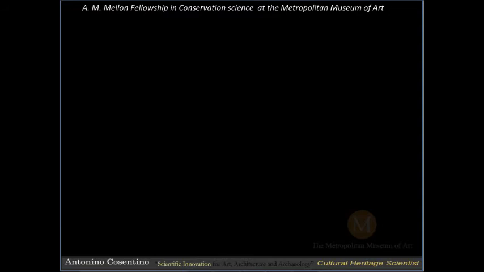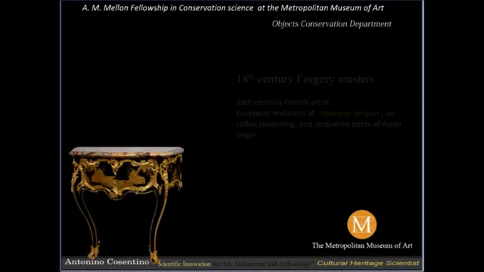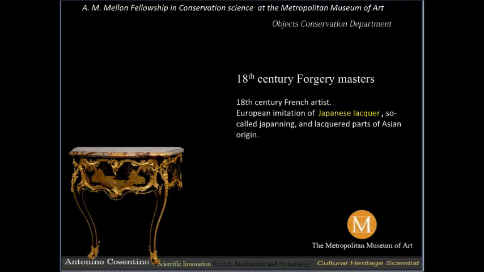This is a T-ray application example which I developed while following conservation science at the Metropolitan Museum of Art. Object conservators and curators of French furniture were studying 5 objects attributed to an 18th century French cabinet maker, Bernard van Risenburgh. All are decorated with European imitation lacquer, so-called japanning, and lacquered parts of Asian origin. The question was, is it possible to tell what is original Asian lacquer and what is japanning?